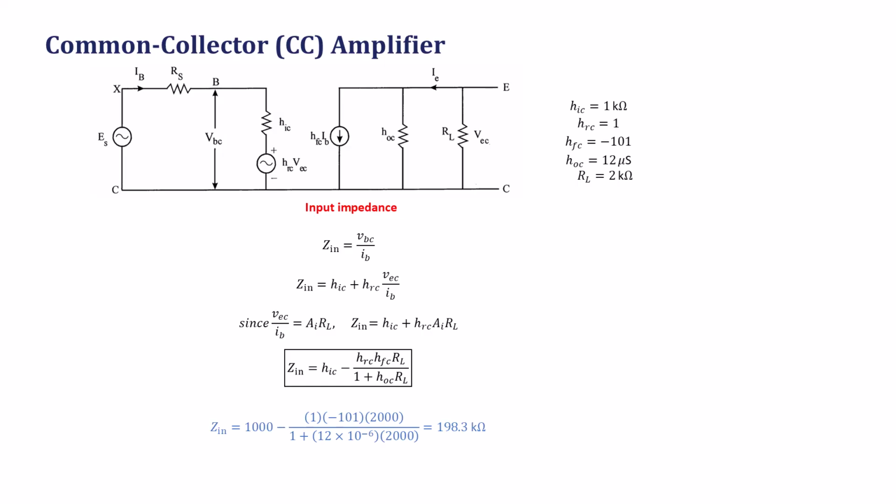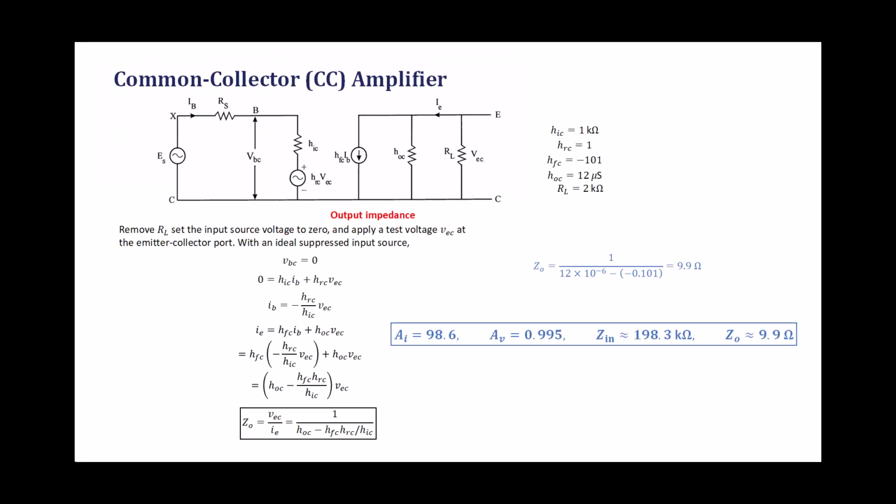1000 minus the quantity 1 times negative 1000 to 1 times 2000 divided by 1 plus 12 times 10 to the negative 6 times 2000. That works out to approximately 198.3 kilo ohms. That's a very large input impedance, and it's exactly the high input resistance we highlighted as one of the key advantages of this configuration. Finally, let's find the output impedance.